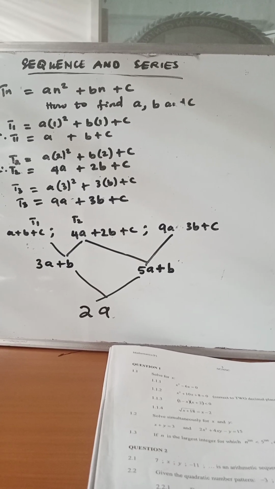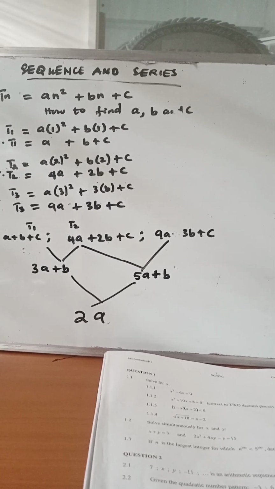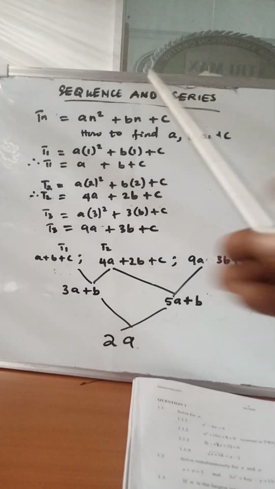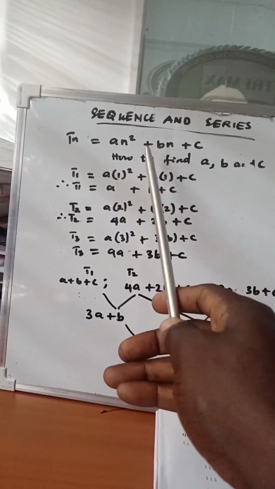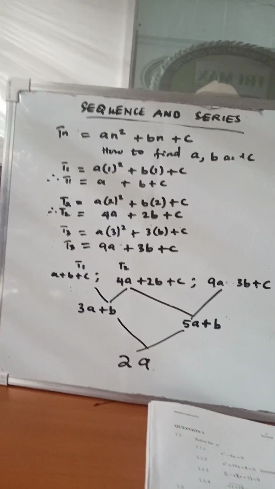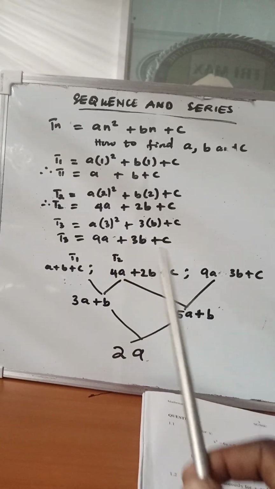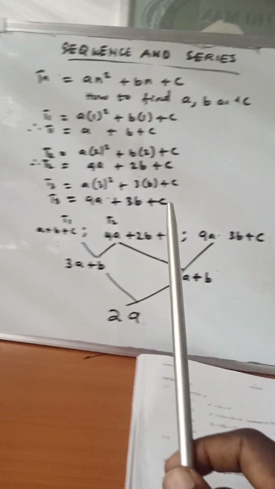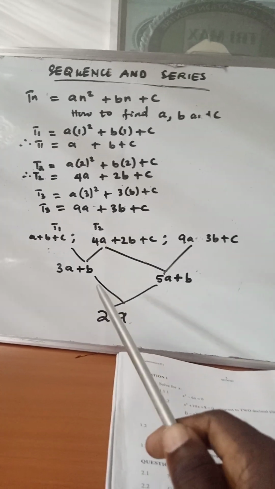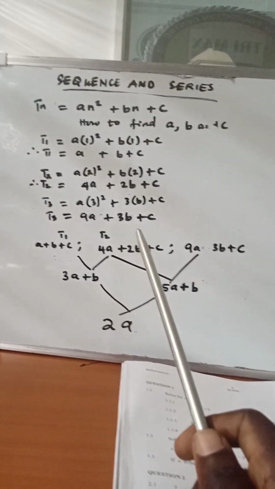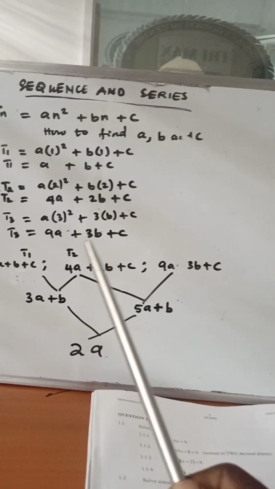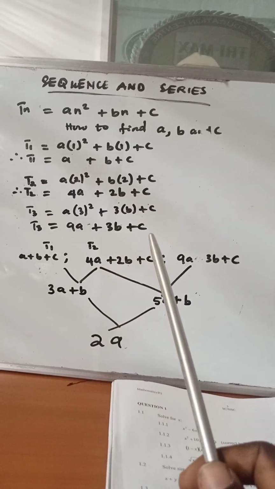So most of the time we use the formula Tn equals an squared plus bn plus c, but we don't know how these formulas came about. So I took my time to unpack it so that you understand where the formula came from. So we ask, how do we find a, b, and c?